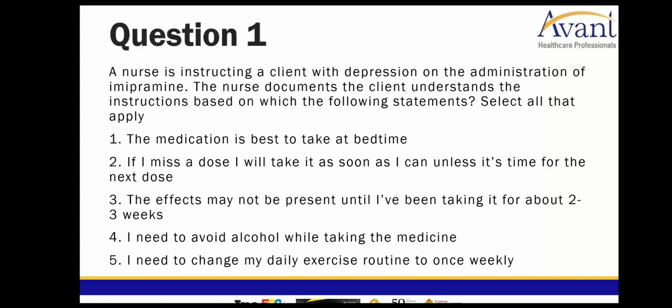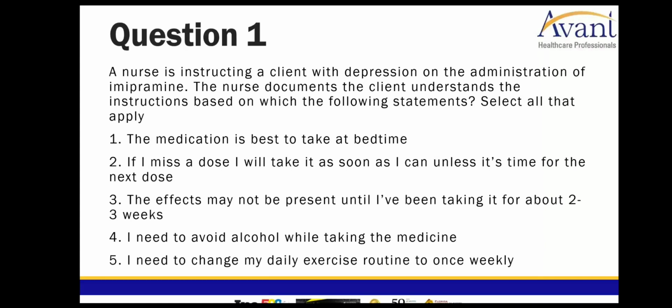Select all that apply. And here are some of the answer choices. Number 1, the medication is best to take at bedtime. 2, if I miss a dose, I will take it as soon as I can unless it's time for the next dose. 3, the effects may not be present until I've taken it for about 2 to 3 weeks. 4, I need to avoid alcohol while taking the medicine. 5, I need to change my daily exercise routine to once weekly.